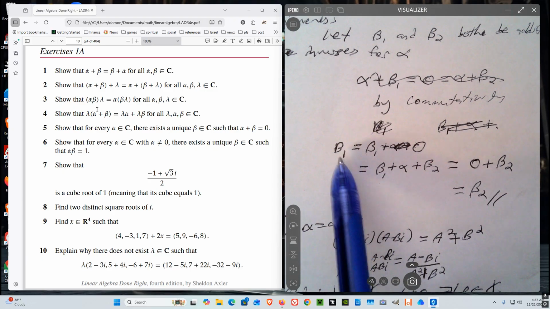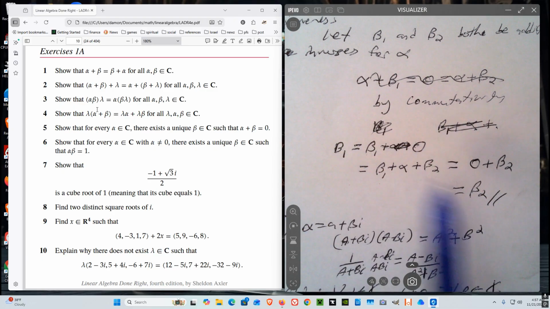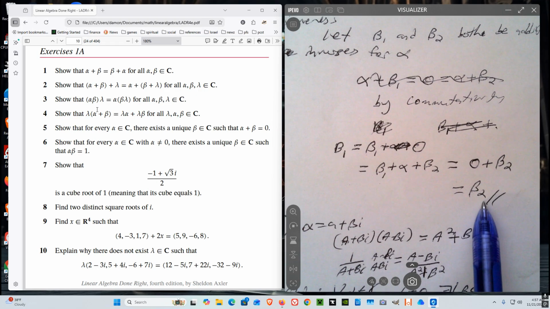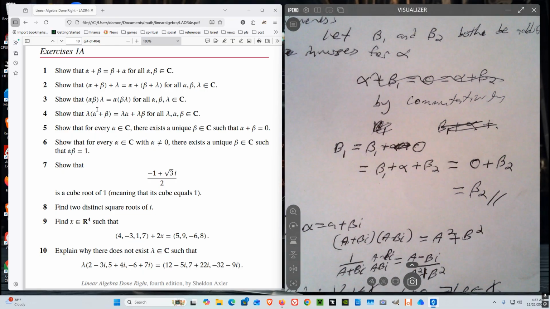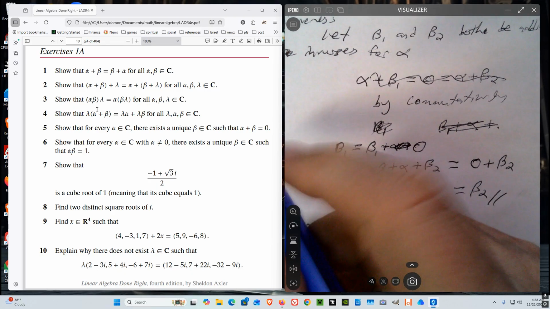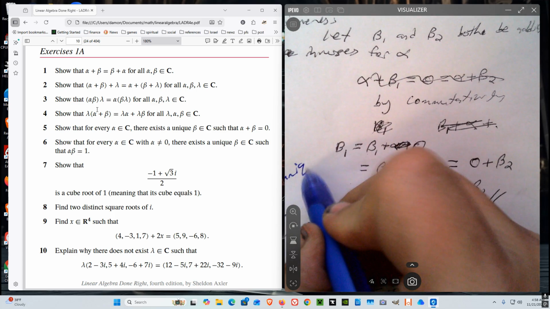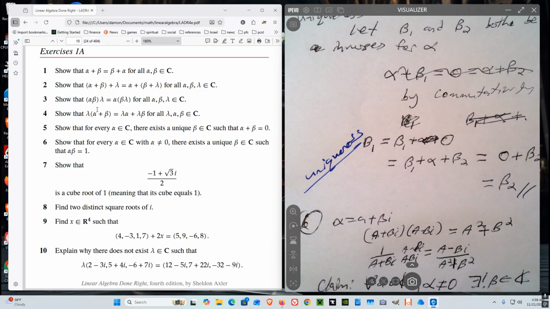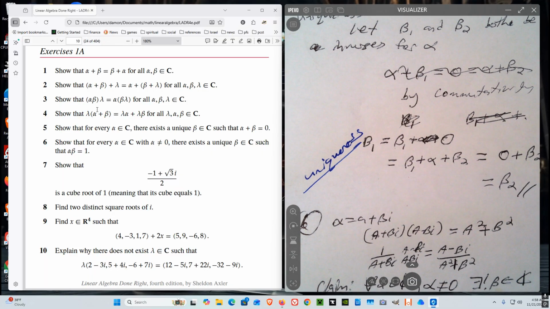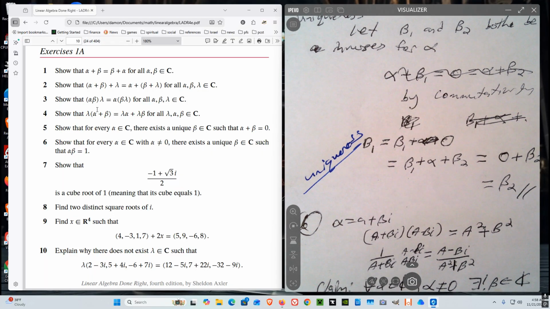So this shows that if you have two different beta 1 and beta 2, they're actually equal to each other, which means, in other words, their real parts are equal and their imaginary parts are equal, so they're a unique complex number. So uniqueness was right over here. Okay.